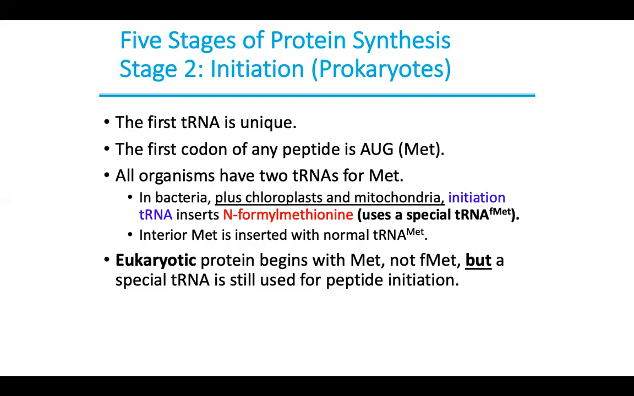Eukaryotic protein begins with methionine, but not fMet. But a special tRNA is used for peptide initiation. So methionine is actually unique because it's usually the first codon. It is the first amino acid that is placed in any protein.